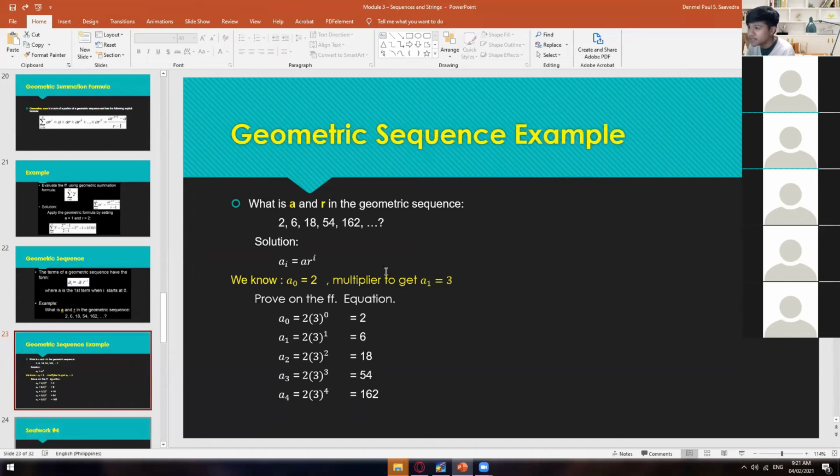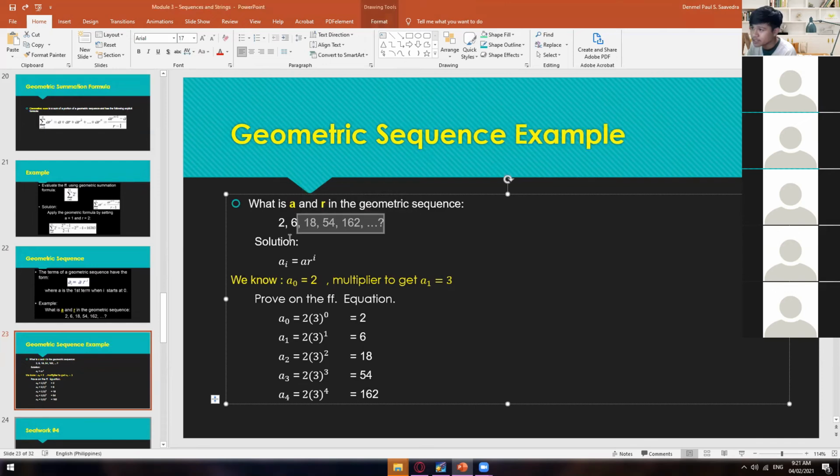Okay, so that's how we've got the value of a and r, right? So we have this given solution. I thought I wasn't able to put the solution. So here, what is a and r in the geometric sequence? So the same question, and then the same kind of solution, which is this one. So a sub 0 is 2, and then a sub 1 is 3. Why a sub 1? a sub 0.